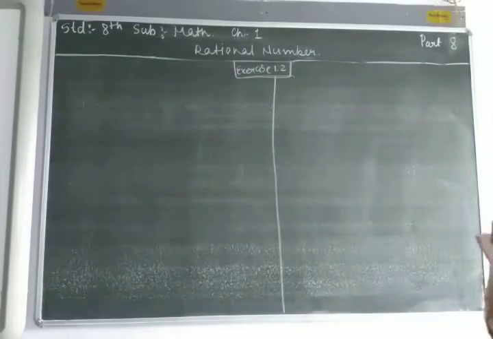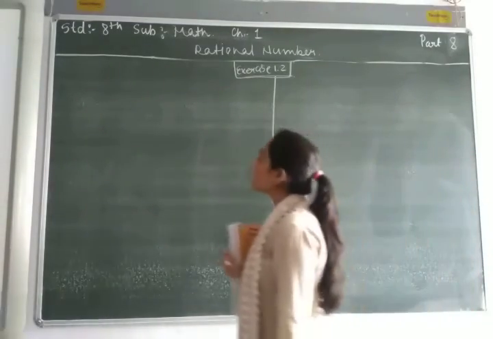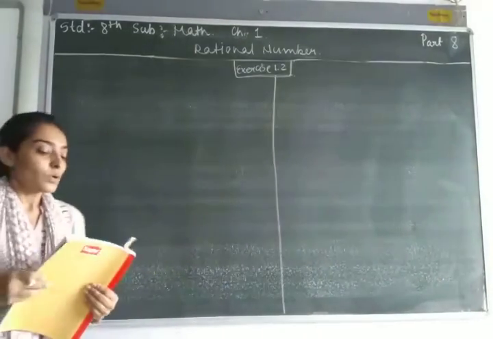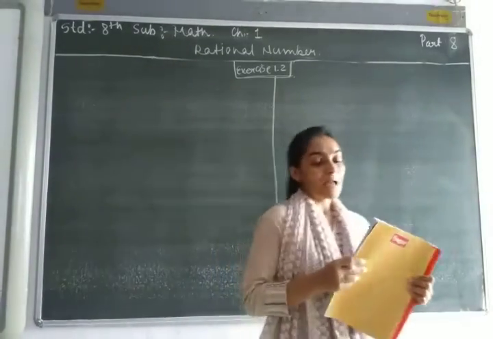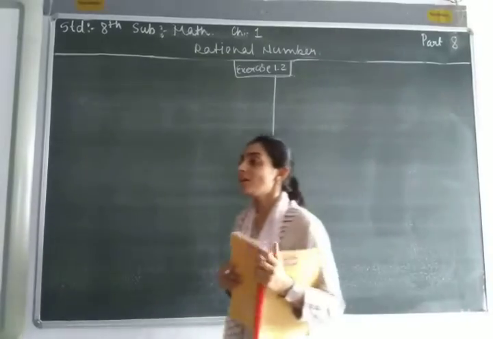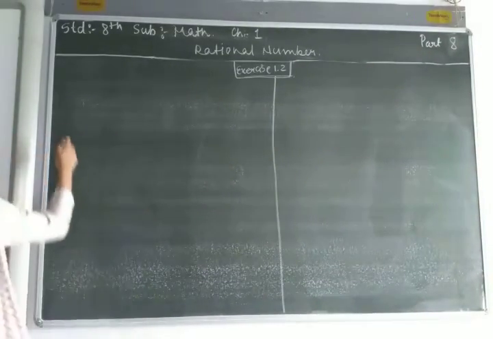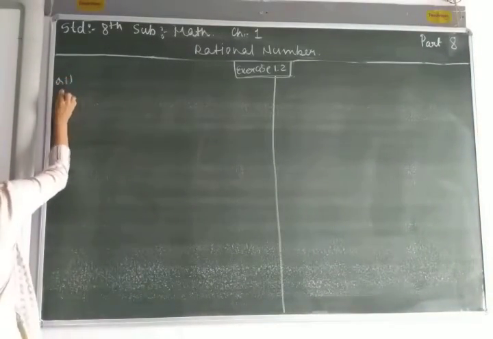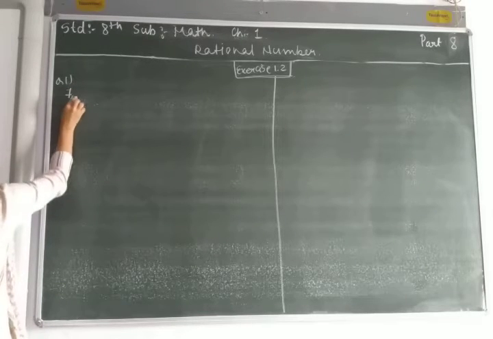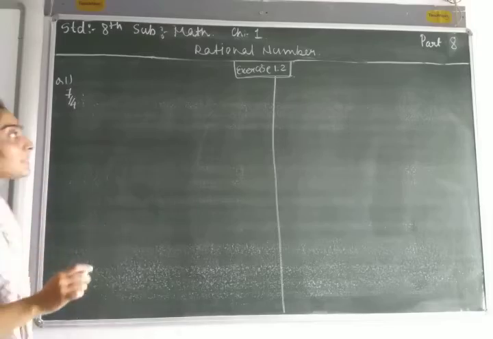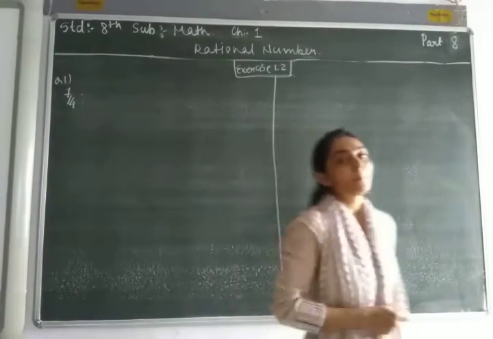Now solve the questions of exercise 1.2. This exercise says represent these rational numbers on a number line. So the first one is 7 by 4. We have to represent this rational number on a number line.